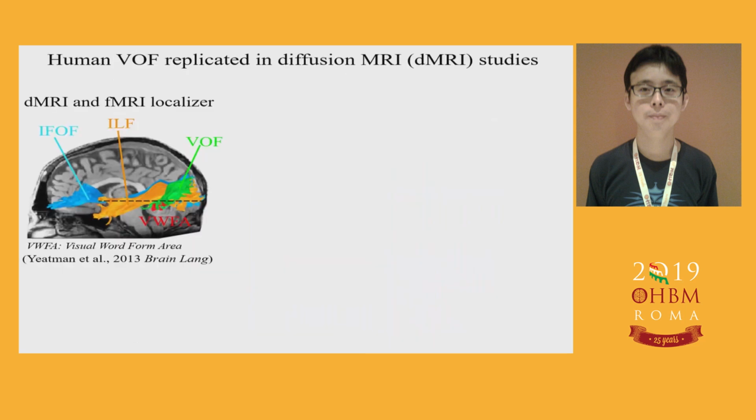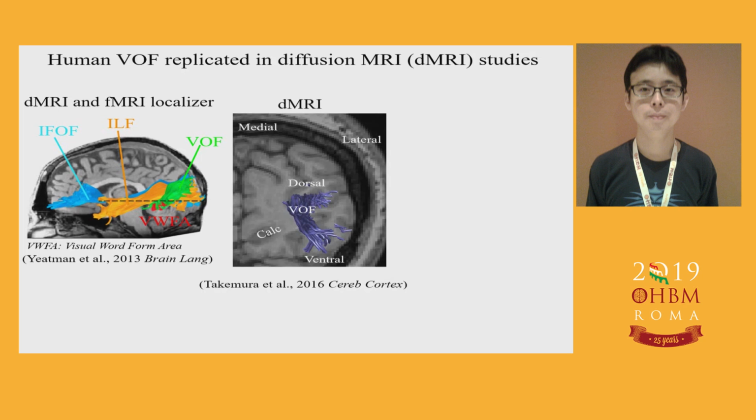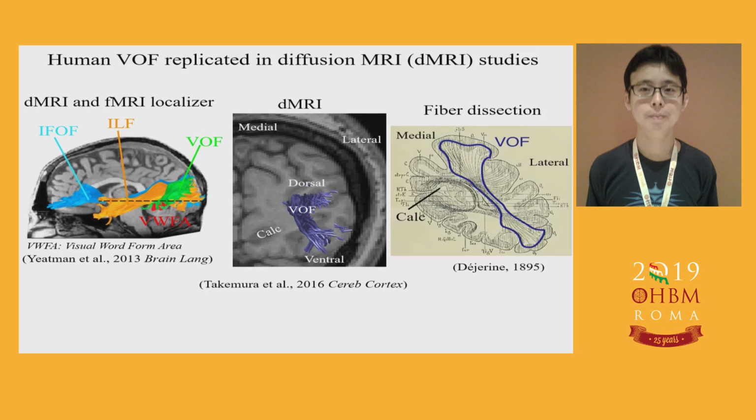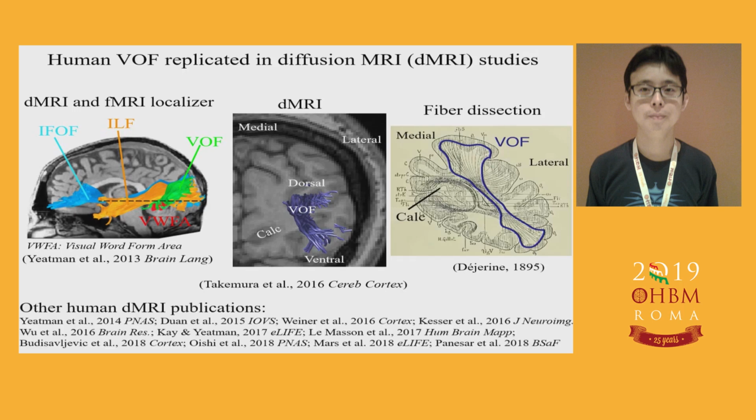From 2013, this is a paper from my former colleagues Jason Yeatman and Brian Wandell. They used diffusion MRI tractography and a functional MRI localizer and found a pathway, the VOF, located near the visual word form area. Since then, we could replicate the VOF finding in several different data sets. This is an example, which looks quite similar to what's reported in fiber dissection, in coronal slices, where the VOF connects the dorsal and lateral side of the ventral visual cortex.